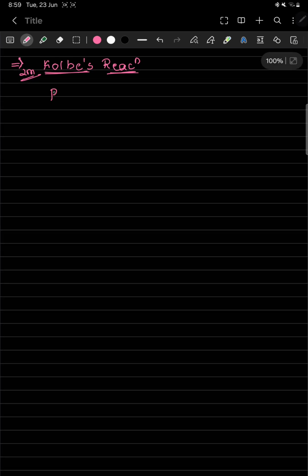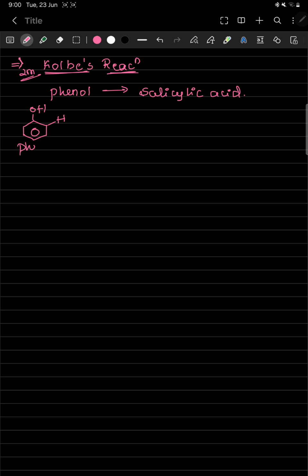In Kolbe's reaction, we are going to convert phenol into salicylic acid. We are going to convert phenol into salicylic acid. So how does this reaction work? As usual, we are going to take phenol. Yesterday also, benzene with OH is said to be phenol. For my reference, I'm writing one hydrogen here. This is said to be phenol.